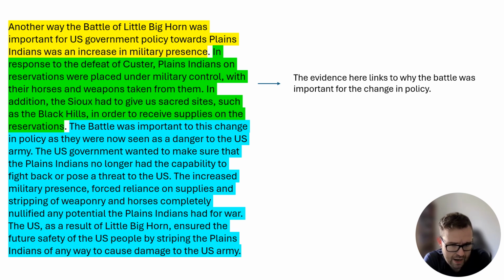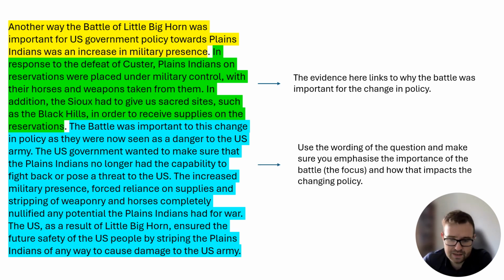Now it needs to link to why that happened. So the battle was important to this change in policy, as they were now seen as a danger to the US Army. The US government wanted to make sure that Plains Indians could no longer have the capability to fight back or pose a threat to the US. The increased military presence, forced reliance on supplies, and stripping of weaponry and horses completely nullified any potential Plains Indians had for war. The US, as a result of Little Bighorn, ensured the future safety of the US people by stripping the Plains Indians of any way to cause damage to the US Army. Okay, good. Does what you need to do. Shows exactly the clear impact the battle has on changing government policy.